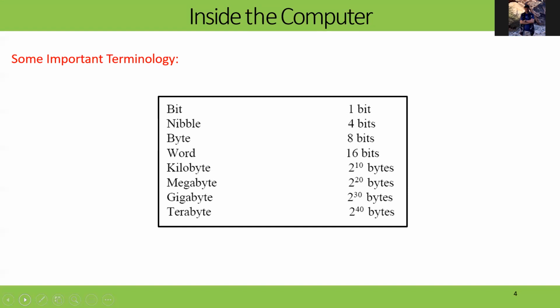Kilobyte is not 1000 bytes, no, it's 2 to the power 10, which is 1024 byte. Mega is just multiply this number, the kilo, by itself. So it's a kilo multiplied by kilo, so 2 to the 20. Giga is 2 to the 30. Tera is 2 to the 40.